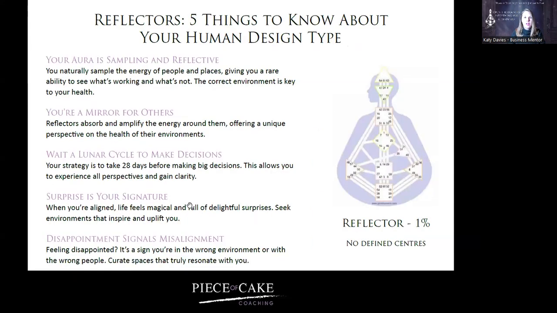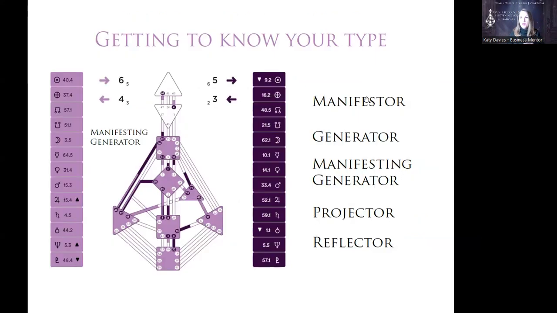So I'm going to take you through five tips, five things to know about your human design type. It's not an extensive, exhaustive guide to being a reflector, but just five things to get you started. There are five types in human design: manifestor, generator, manifesting generator, projector, and reflector. And reflector is actually the rarest type. Only 1% of the population is a reflector.